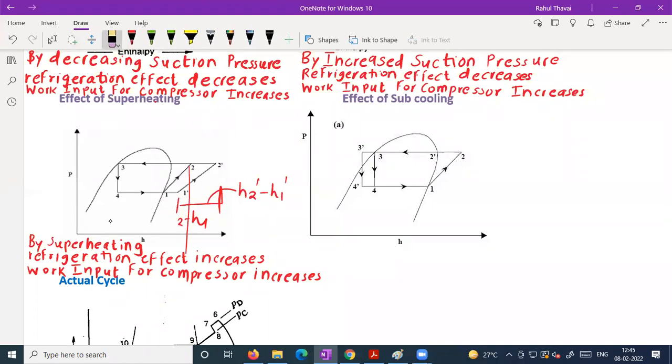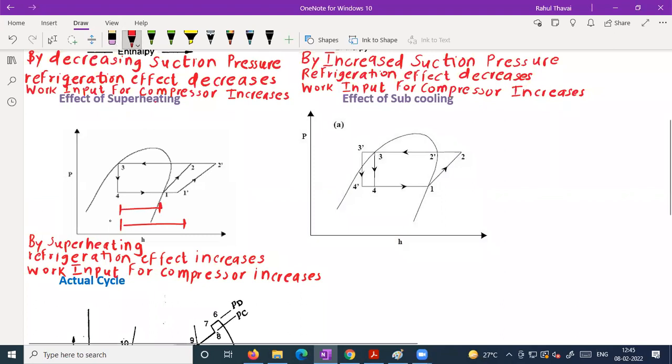Yes. So I'll just erase this part. Initially the refrigeration effect was H1 minus H4. Now the refrigeration effect is H1 dash minus H4. So the initial term was only this part. Now it is this much, right? So the refrigeration effect is increased. But at the expense of what? At the expense of work that is supplied to the compressor.